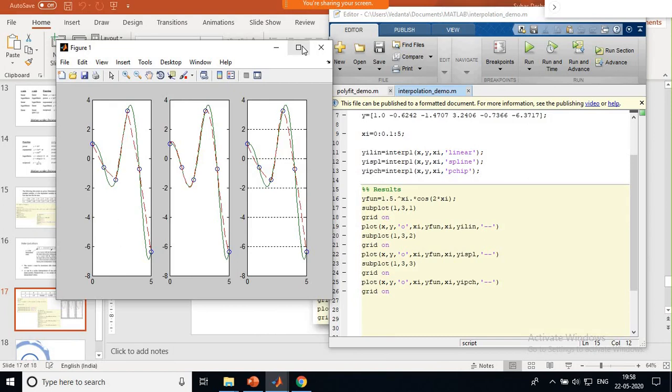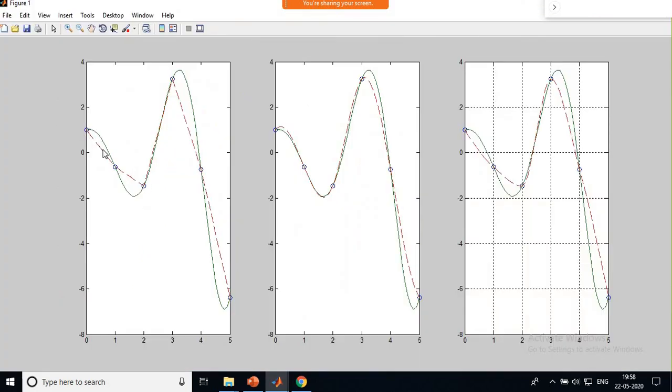You can observe here that all the data points are fitting through the curve, hitting the curve. Whichever curve you fit, it will pass through the data points. That is the difference between interpolation and curve fitting.